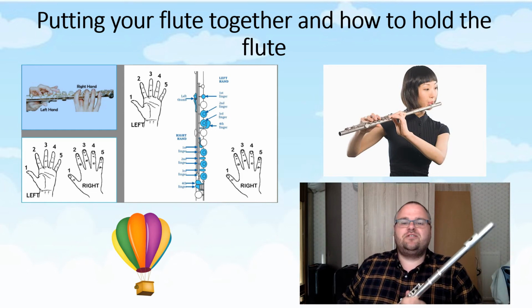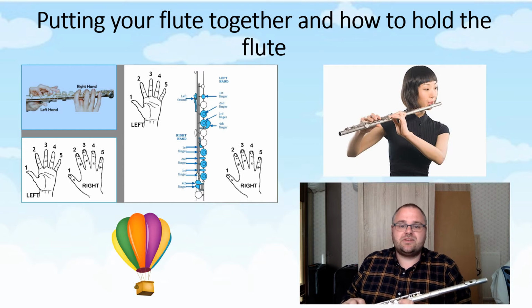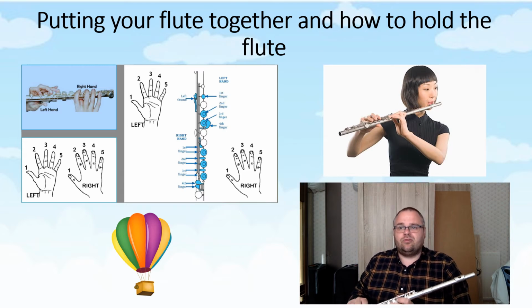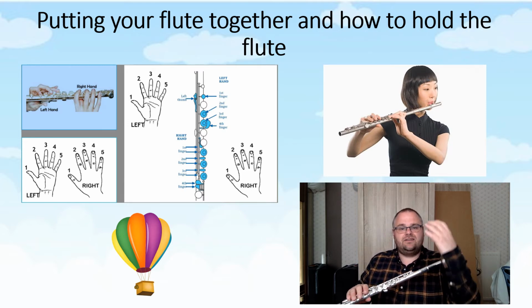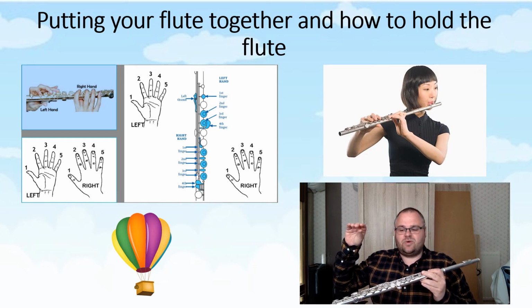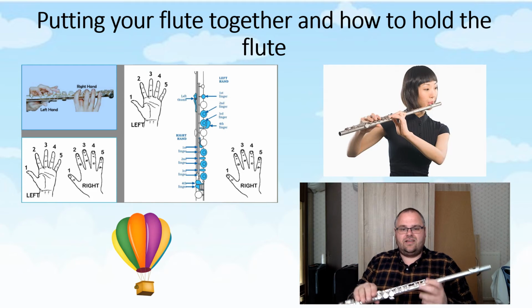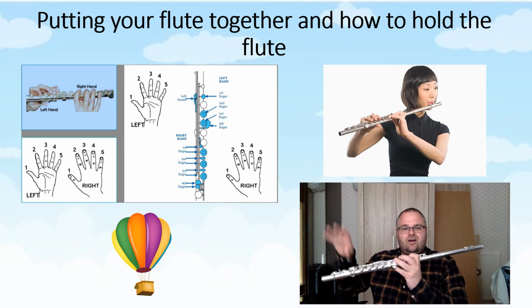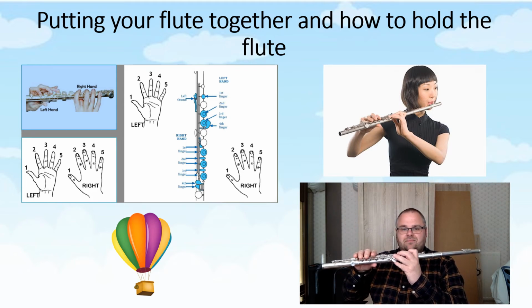So now we've set our flute up, we need to make sure we're holding our flute properly. Our left hand faces towards us and our right hand faces away from us. Our left hand sits at the top here, our right hand down the bottom here. Use the pictures to help you look at how you're holding your flute.